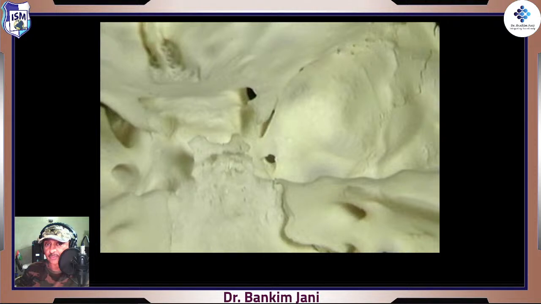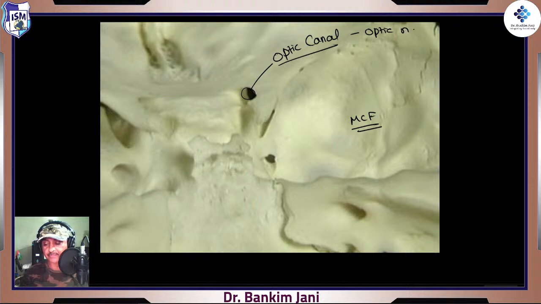Now as it comes out, once again, say this is the middle cranial fossa, just for reference. This one would be the optic canal, through which two structures were passing: one optic nerve, and then one more artery, that is the ophthalmic artery. And then there was the superior orbital fissure.